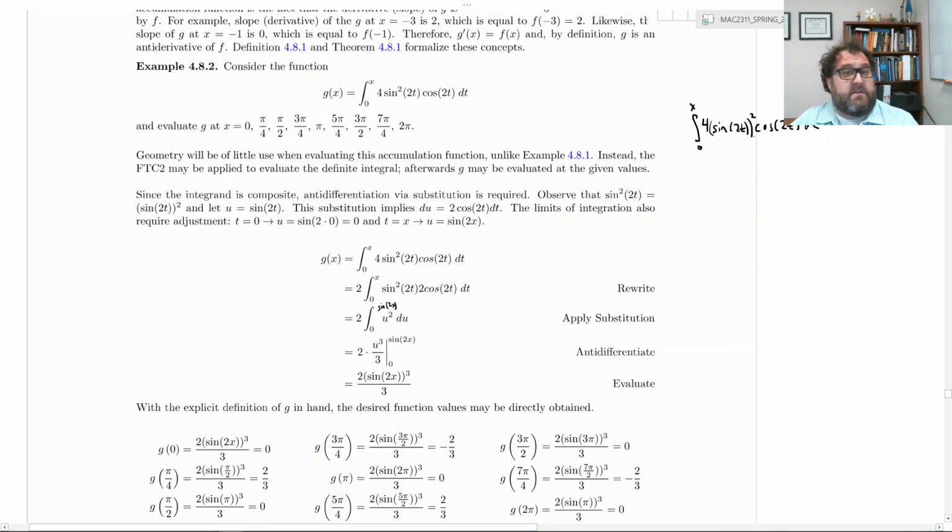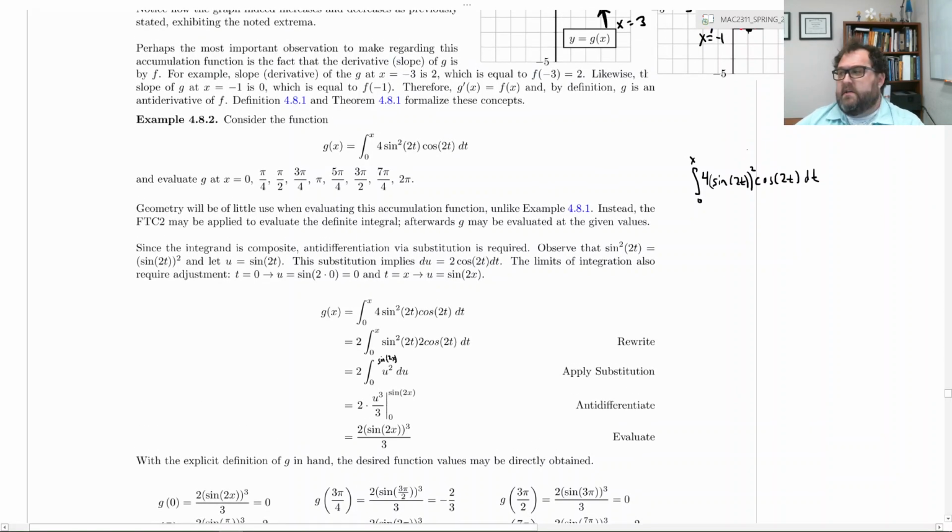Now, notice this is certainly composite. It's actually one of these doubly composite situations, because sine of 2t and cosine of 2t are obviously composite, but sine of 2t quantity squared is also composite. So I think for our substitution, let's let u be the main inside function, which is sine of 2t.